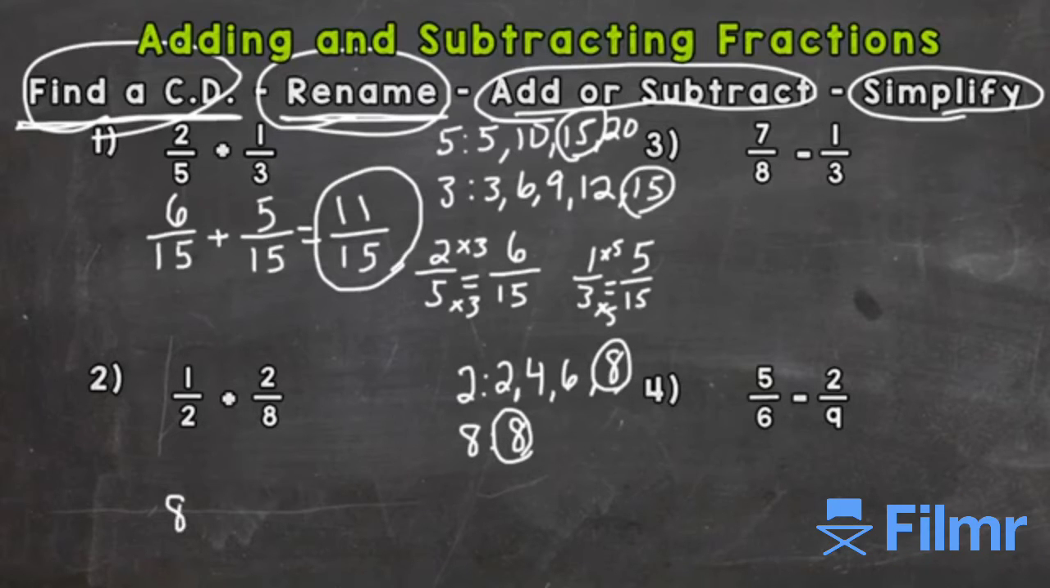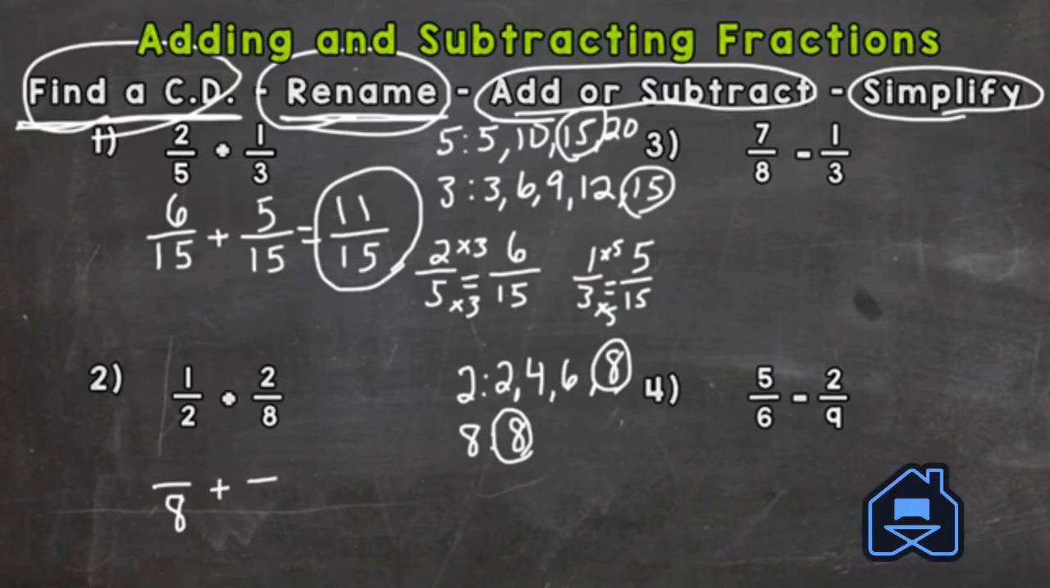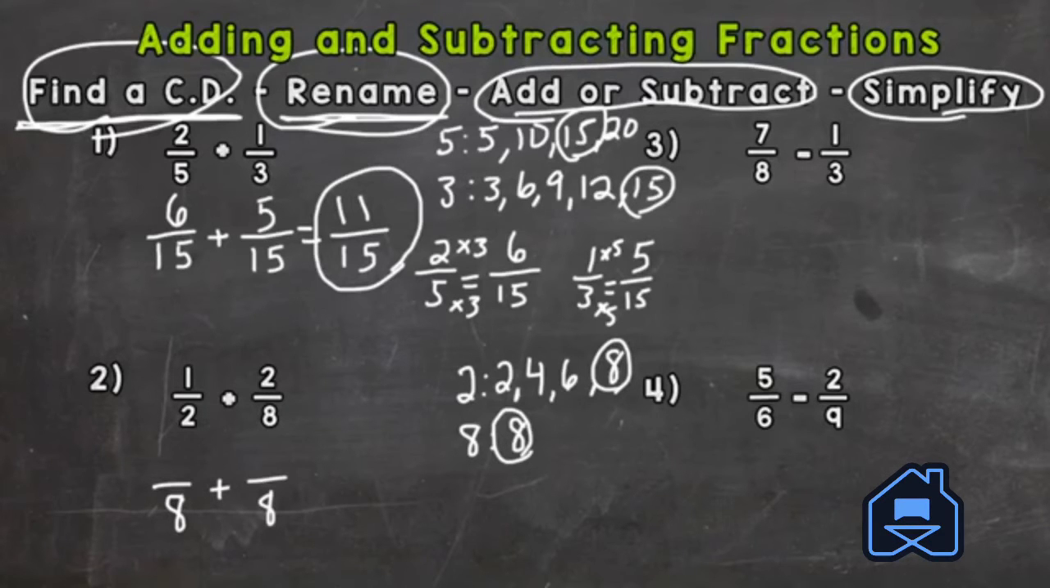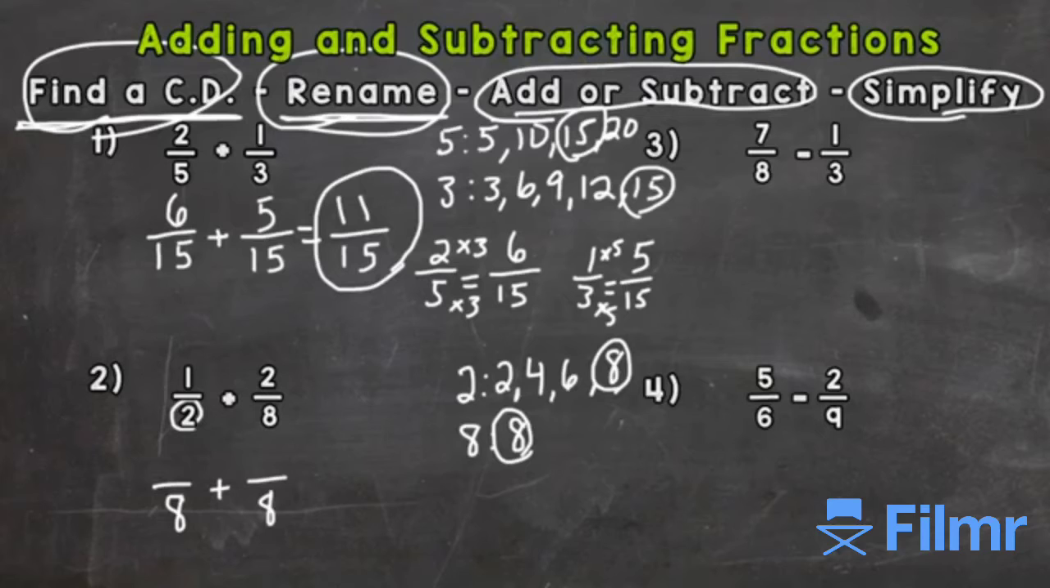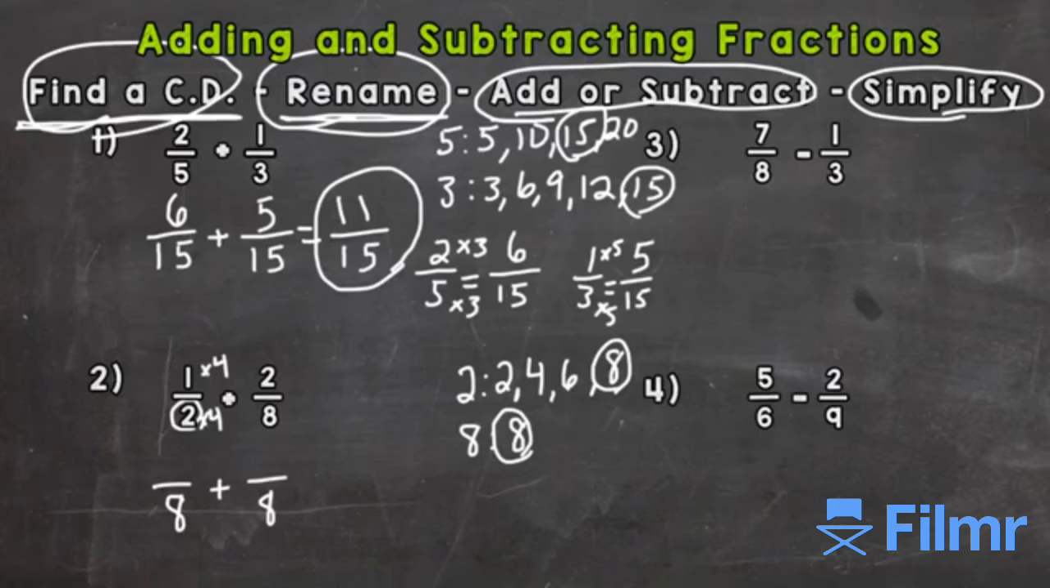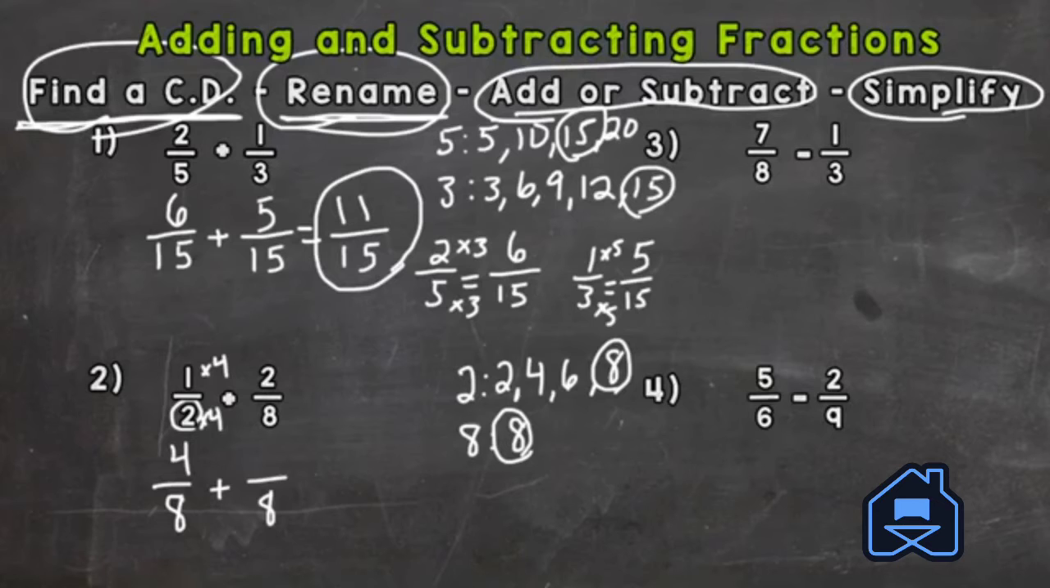So now we need to rename our fractions. I'm not going to go to the side for this one. I'm just going to do it right below our original problem. So I know this 2, I need to multiply by 4 to get a denominator of 8, right? 2 times 4. So I need to do the same thing to the top. 1 times 4 is 4. And as you can see here, we have an equivalent fraction. 4/8 is the same thing as 1/2. We're not changing the value when we rename.